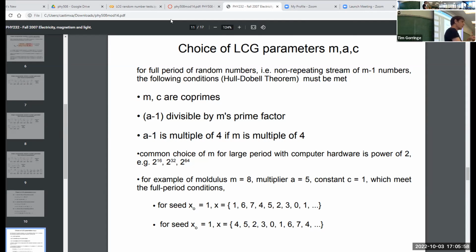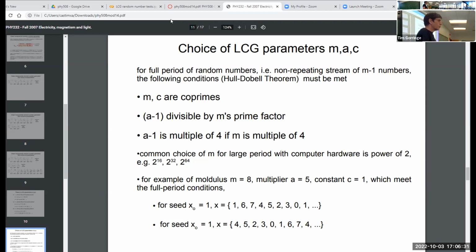So, in the prior examples I showed you, the two that had m equals 32, they didn't have the full period. They didn't give you every number from 0 to 31 before they started to repeat. They had much shorter periods. I think one had 4. Did one have 2 or something? I can't remember. They had much shorter periods.